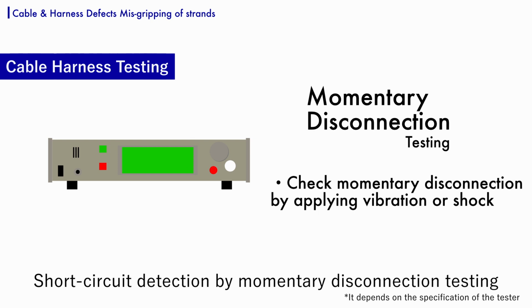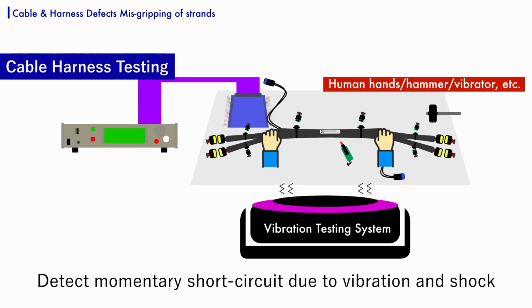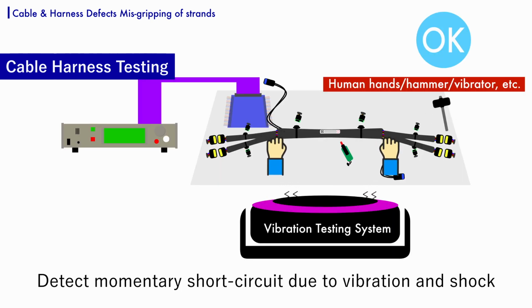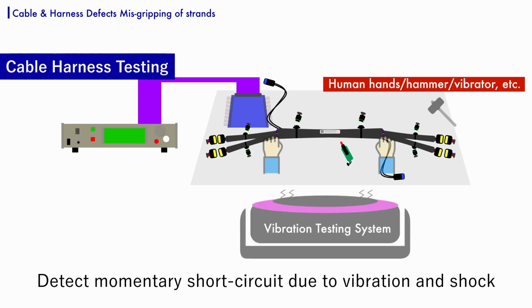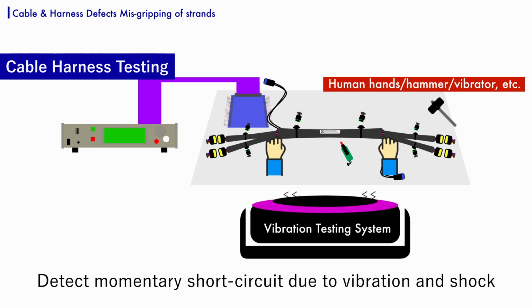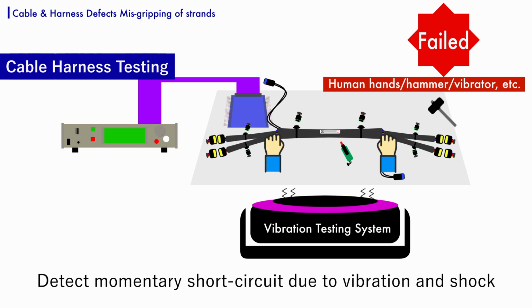Vibration or shock is applied to determine if a short circuit occurs. If the wire contacts different conductors, an error is determined.